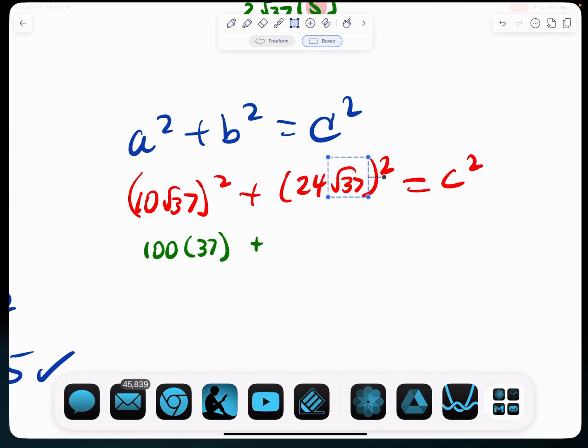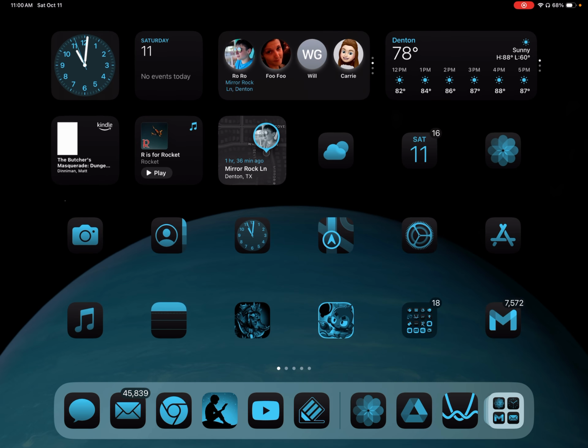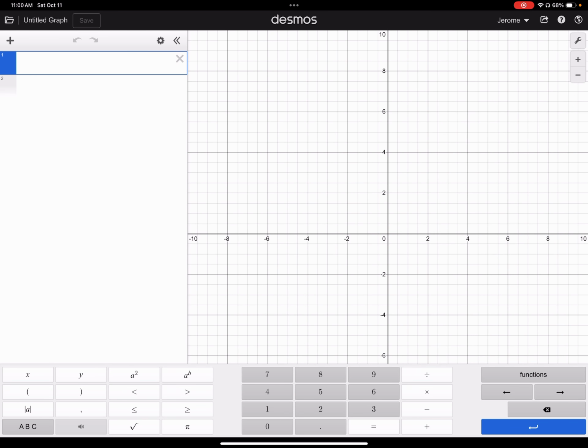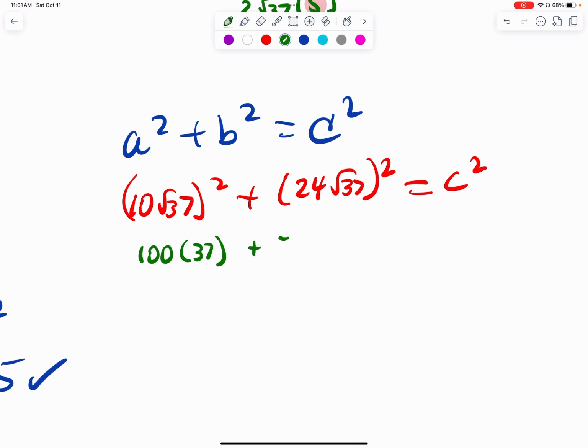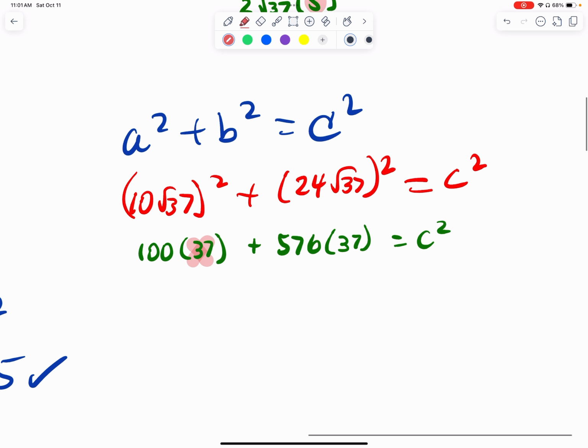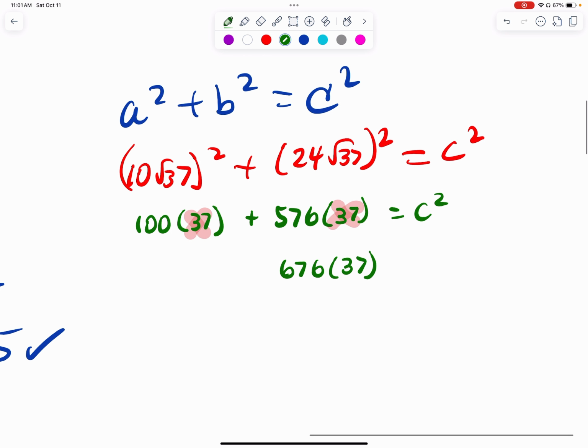I think 24 squared is like 476. Let me just double check that. 576. Okay, 576, and then times 37 is equal to C squared. So whenever I add these up, I'm going to treat this thing like it's an X. I've got 100 of these plus 576 of these, to give me 676 of these, where these are the 37s, equals C squared.